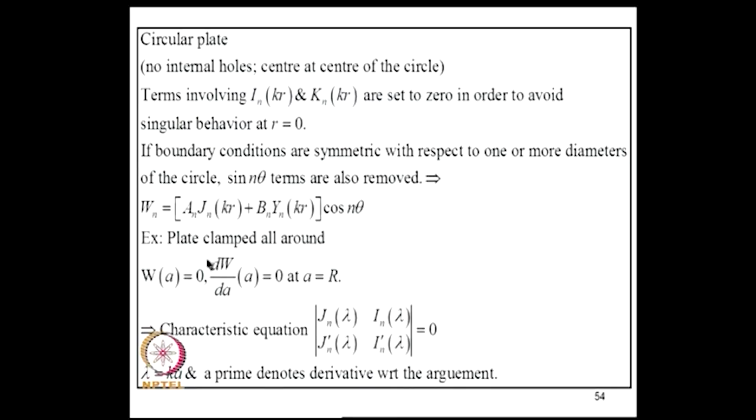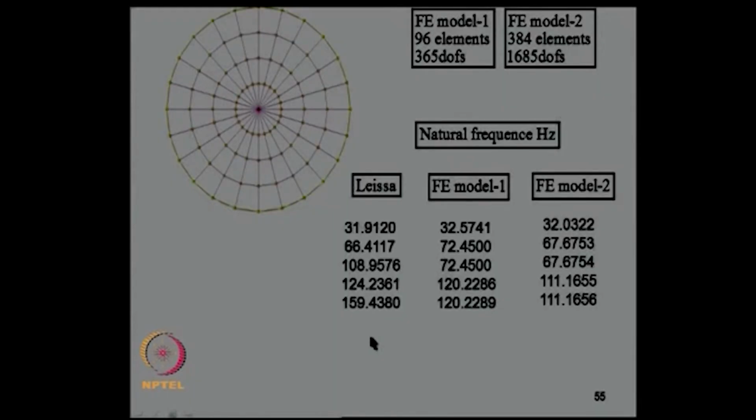Now, if we consider a plate clamped all around, the boundary conditions will be this and we can derive the characteristic equation. This problem has been solved and exact solutions are available; the monograph by Leissa gives that. What we have done is create two FE models with mesh details as shown here. In model 1 there are 96 elements, in model 2 there are 384 elements. This is a more refined model, and the first few natural frequencies are listed here.